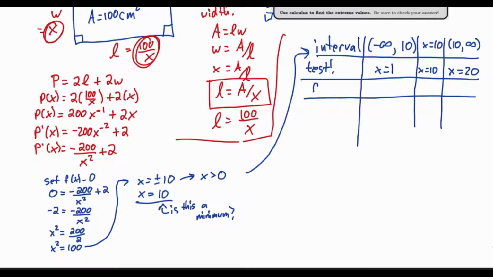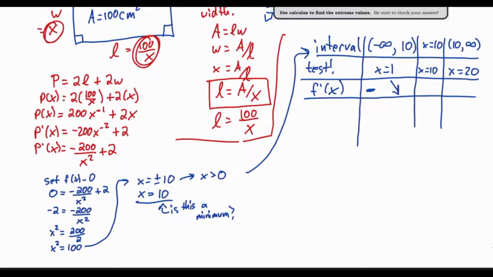function there. I'm going to plug those values into my first derivative in order to figure out what is the slope at each point. So I'm using my derivative function here, this one right here, and plugging in my test value. If I evaluate my first derivative at 1, then I get negative 198. I don't care about the number though, I just care about the sign. So it's negative, which means my graph is going down.